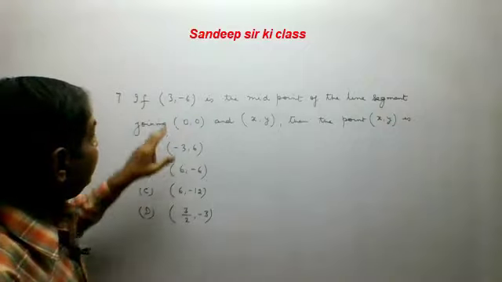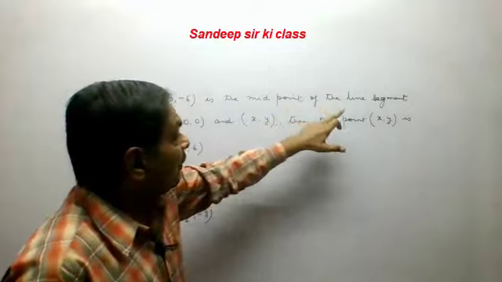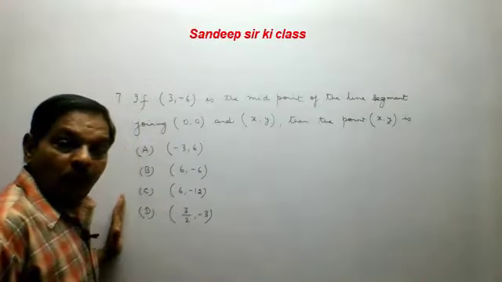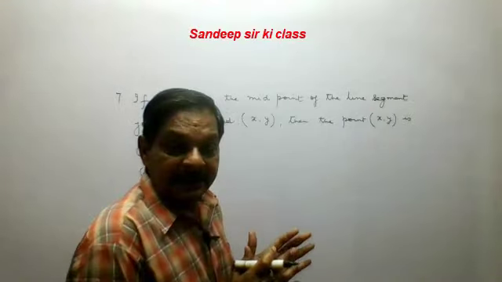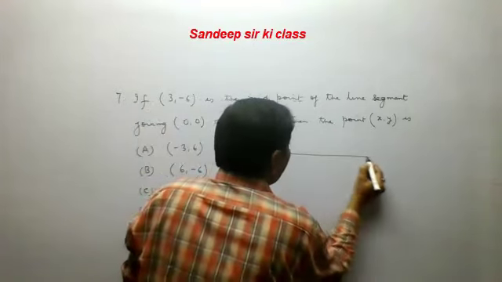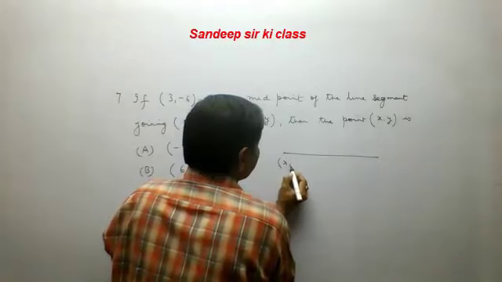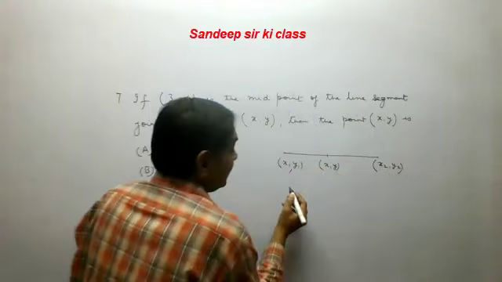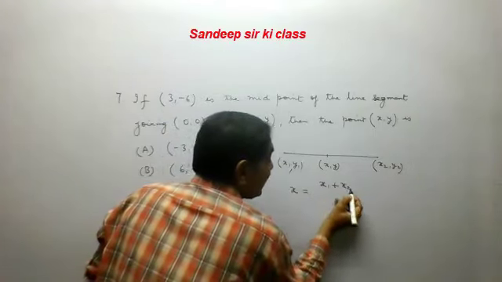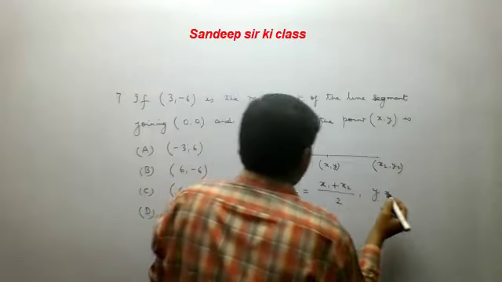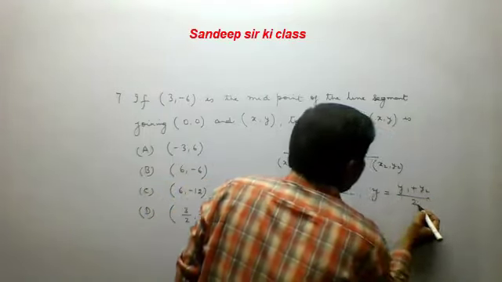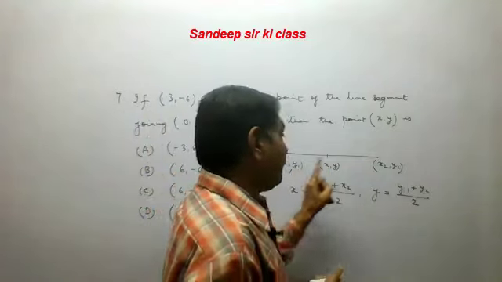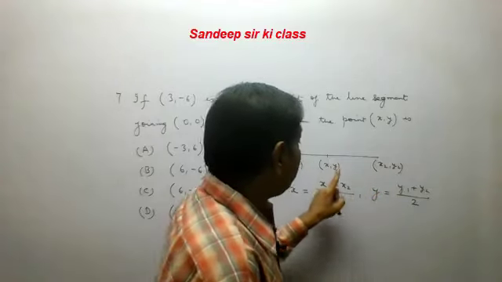Question number 7. If (3, minus 6) is the midpoint of the line segment joining (0, 0) and (x, y), then the point (x, y) is, and 4 options are like this. Now we will first understand the concept behind this question. See, we know if 2 points are (x1, y1) and (x2, y2) and midpoint is (x, y), then x is given as x1 plus x2 upon 2 and y is given by y1 plus y2 upon 2. Sum of x coordinates upon 2 is the x coordinate of the midpoint. Sum of y coordinates upon 2 is the y coordinate of the midpoint.